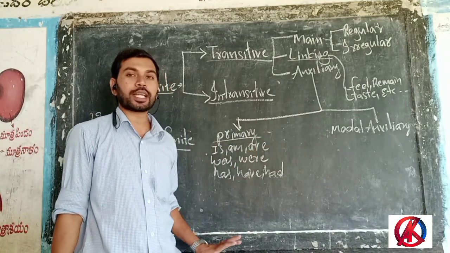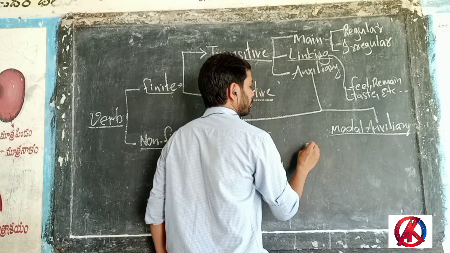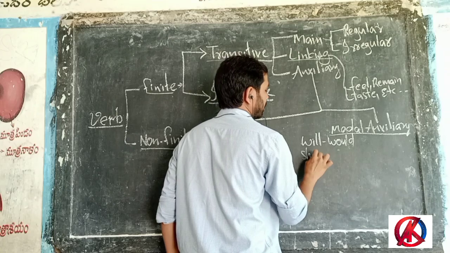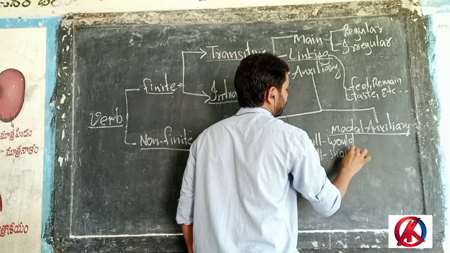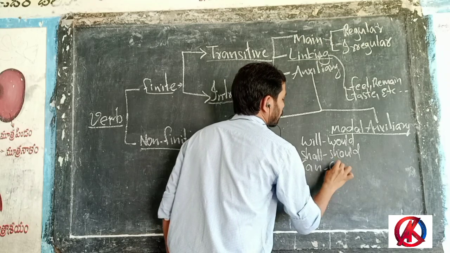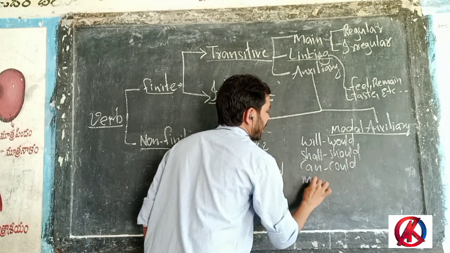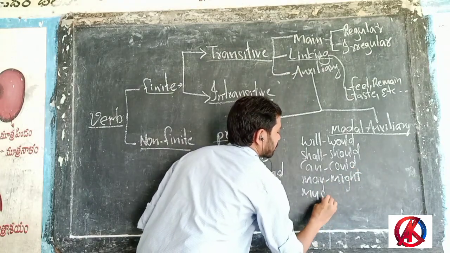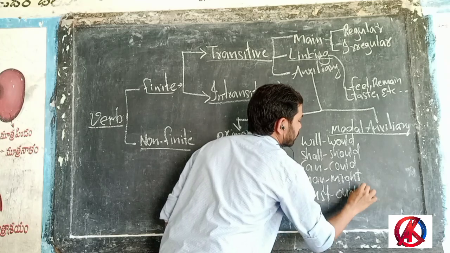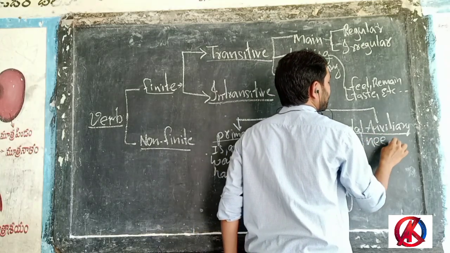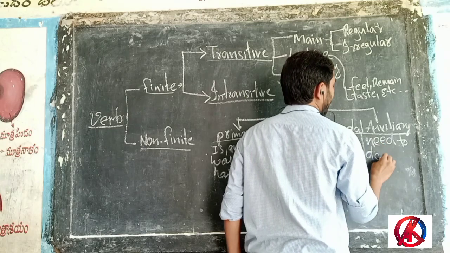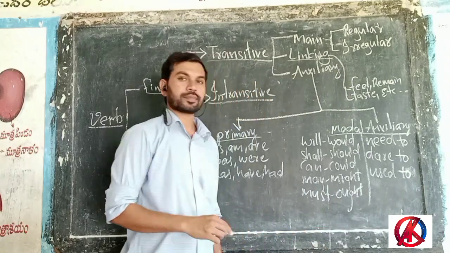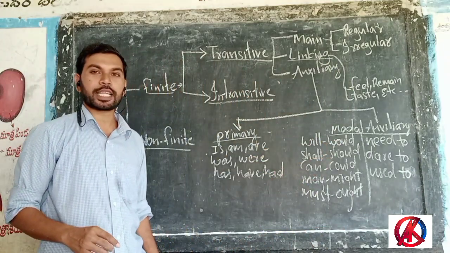Now, what are the modal auxiliary verbs? Will, would, shall, should, can, could, may, might, must, ought, need to, dare to, used to. These are the modal auxiliary verbs.